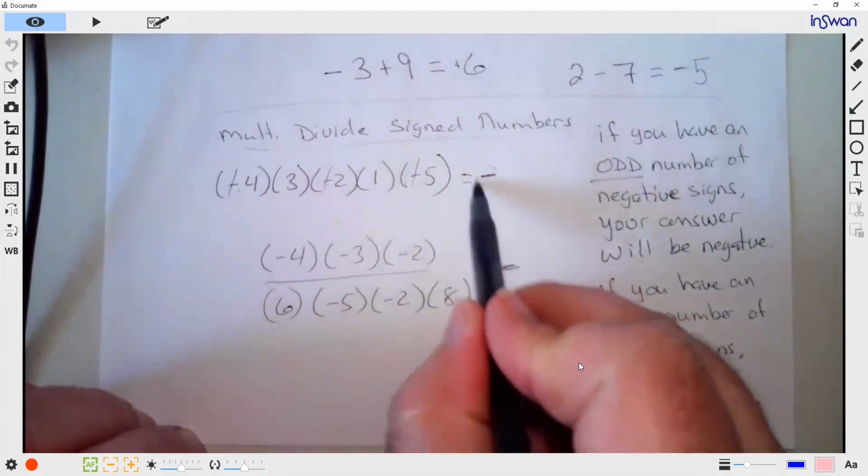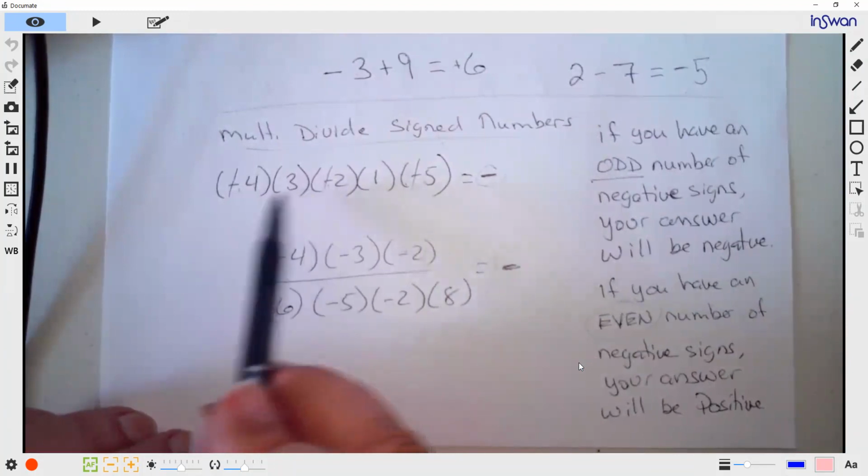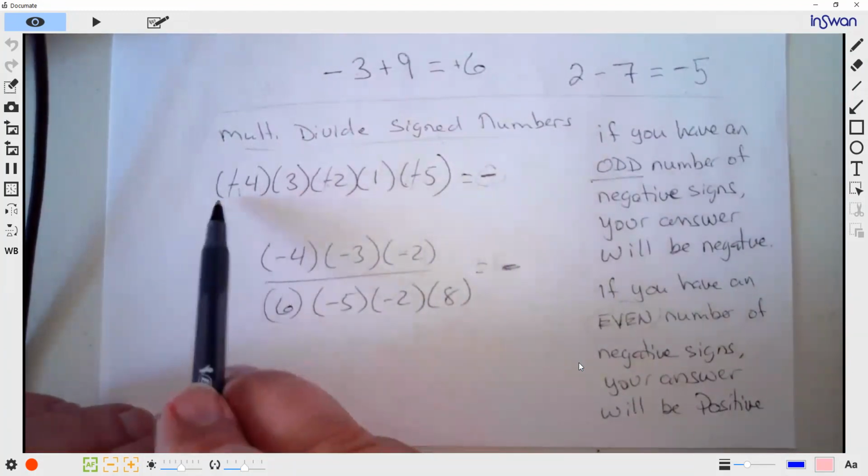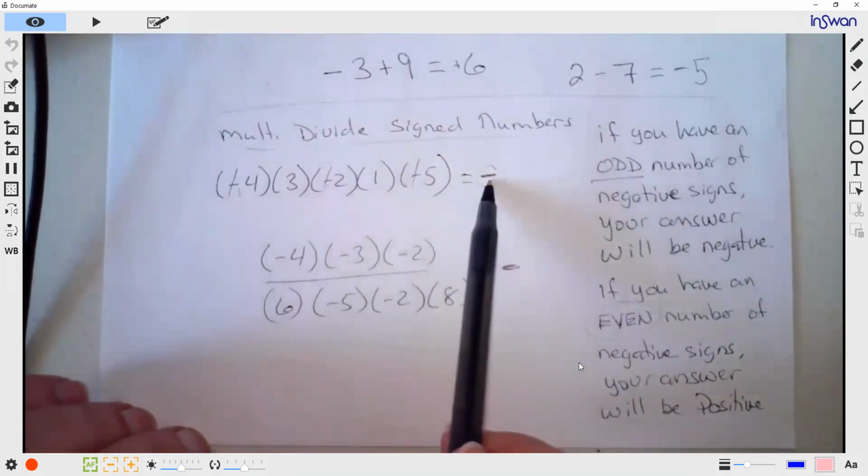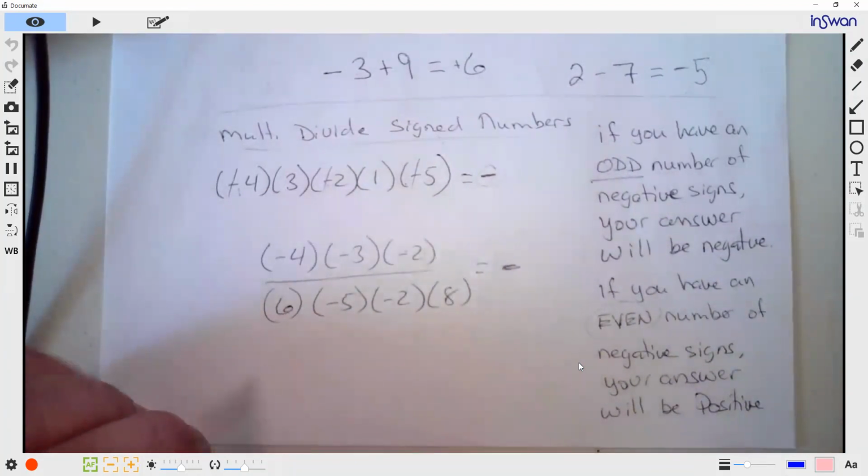This is the hardest part. People try to figure this stuff out. -4 times 3 is -12. Now, figure out first if the answer is going to be positive or negative, and just do the numbers. Do it in 2 steps.